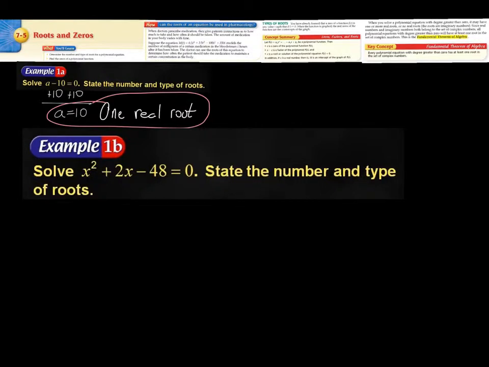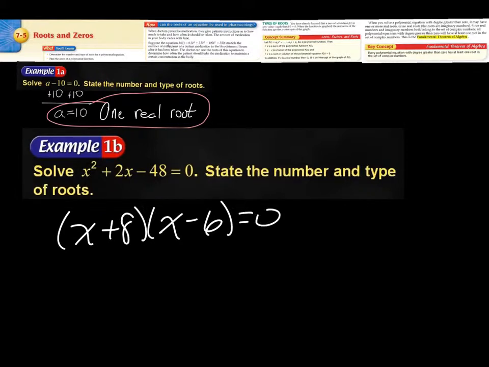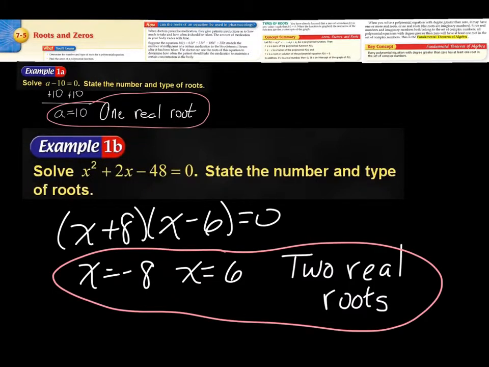Solve, state the number and type of roots. Okay, I need to factor. I want factors of negative 48 to give me a sum of 2. So I could do x plus 8 and x minus 6. So my two roots are negative 8 and positive 6. So it just got twice as challenging. We went from 1 to 2 real roots.